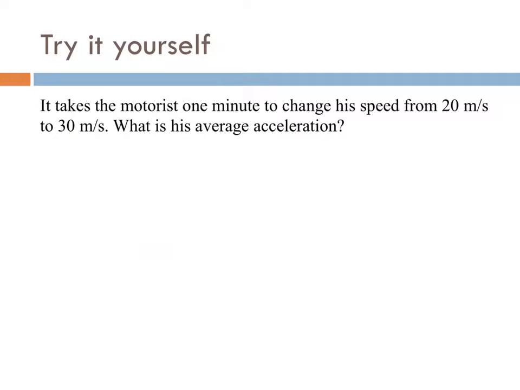It takes a motorist 1 minute to change his speed from 20 meters per second to 30 meters per second. What is his average acceleration? If we're solving for average acceleration, we need to know his final and initial velocity, and the time it takes to complete it. Because we are working in meters per second, we need to make sure that we are working in seconds. Go ahead and try this example.